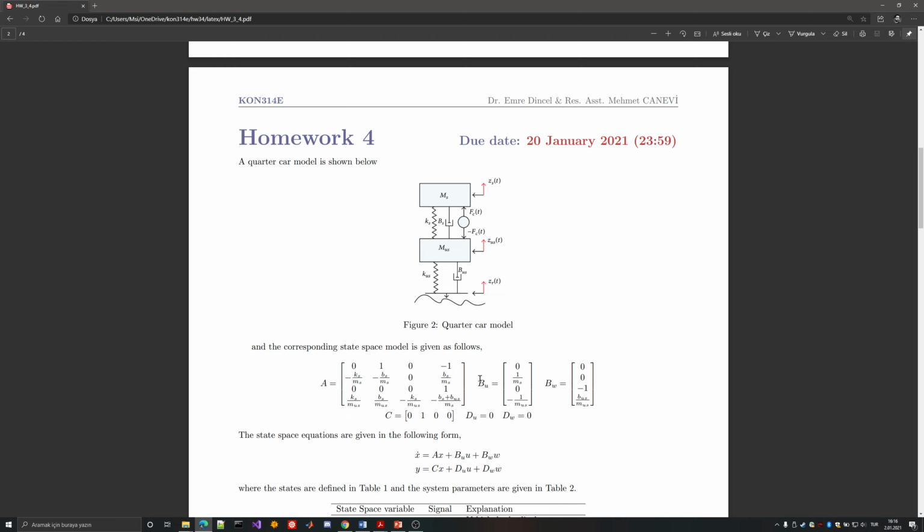We have 2 input matrices here, B_u and B_omega, but as the subscript tells us, this is the control input, and this is basically a disturbance here. But for this system, our disturbance in the state space model is most of the time this road data here. So we're applying road, which is a disturbance, and we apply the control input, which is basically our actuator, and we have the system dynamics here.